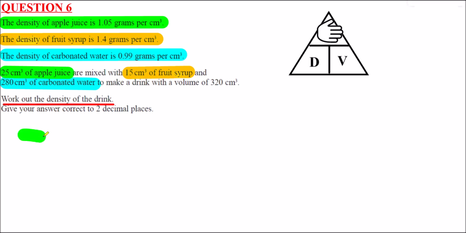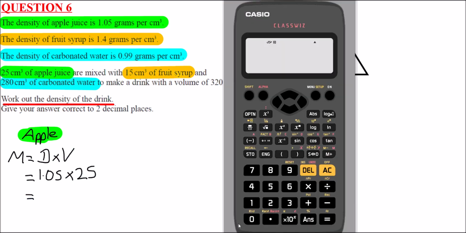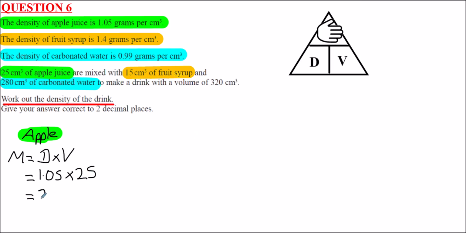So the first thing is going to be the apple. So for the apple, well, apple juice, but you know what I mean by apple, hopefully. The mass of it will be the density of it times by the volume. The density is 1.05 grams per cubic centimetre, and the volume, highlighted in green as well, is 25. So the mass of apple juice is 1.05 multiplied by 25. Let's see what that gives us. 1.05 times 25. That gives us a mass of 26.25 grams.